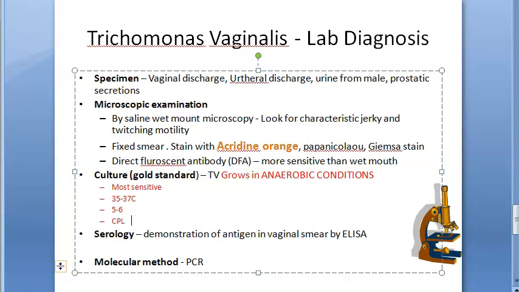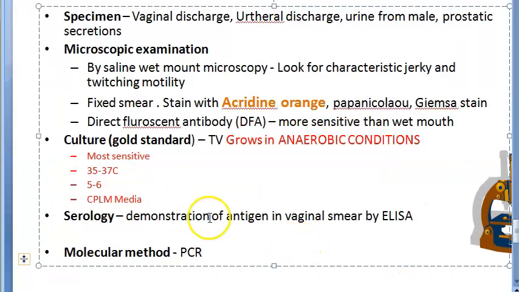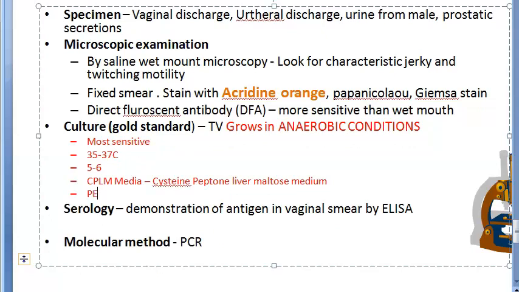So just remember CPLM media. CPLM media is cystine, peptone, liver maltose medium. So are you able to see this or is it too small for you? Let me just zoom in. So it can grow in cystine, peptone, liver, maltose medium. Okay, and it can also grow in PEM medium, that is plastic envelope medium. So they are using all these for culture. So we are done with culture. Let's move on now.